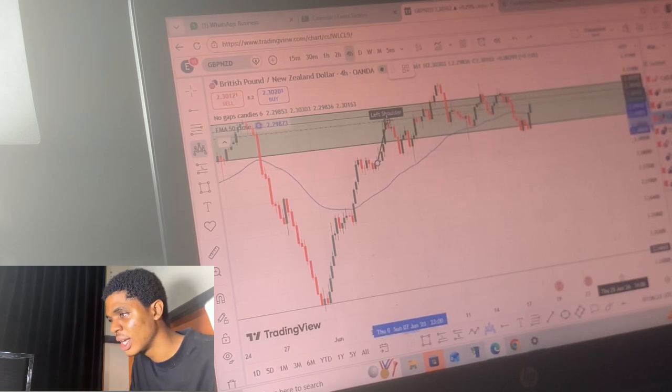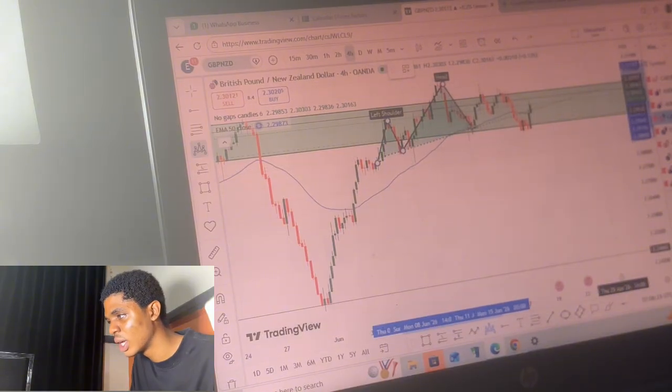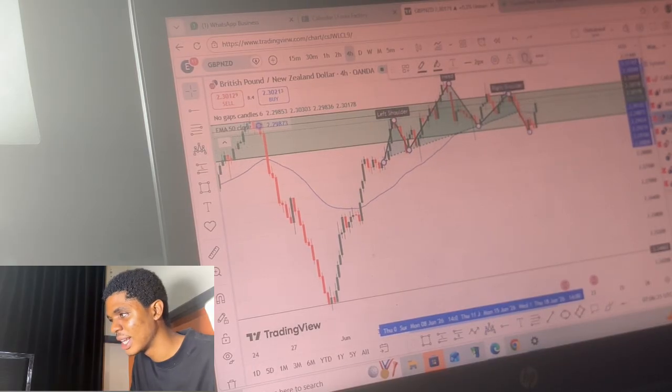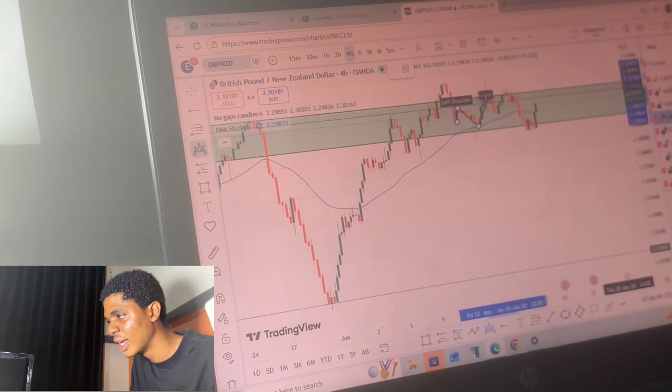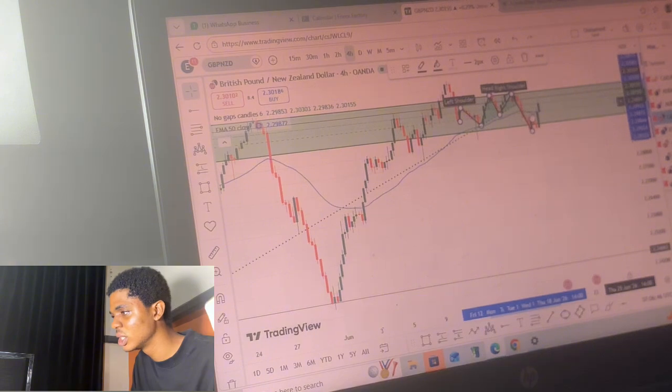If you use here as the left head, you put your right shoulder at any given point. Right shoulder broke. Now we're testing the neckline, or you can use this spot here. Left head, right shoulder, broke the neckline. Now we're testing it for it to go to the downside.